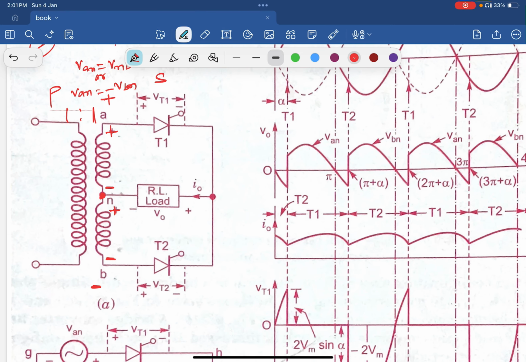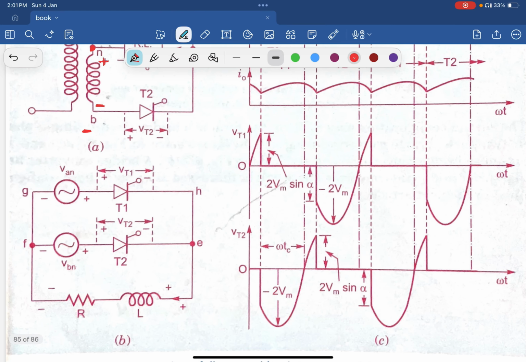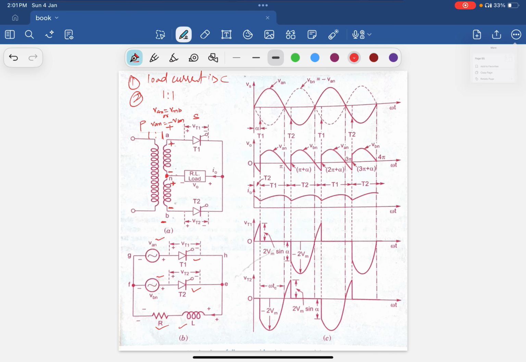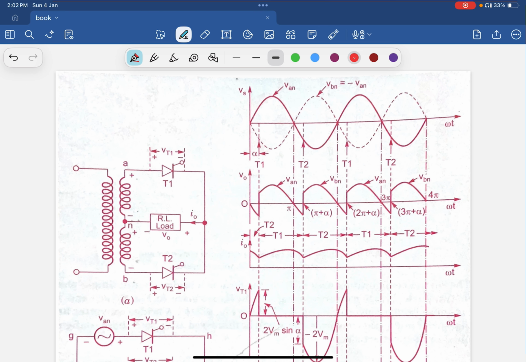So you can see this in a much simplified way in figure B, where we have given the supply voltage VAN and also VBN with thyristor T1 and thyristor T2, and the load is connected across it. So we will discuss this in detail. As you can see in the diagram, the source voltage here is VAN, and also the negative cycle, that is VBN. Also VBN is equal to minus VAN.